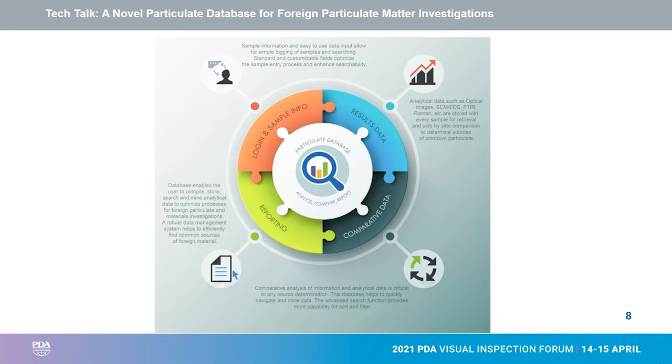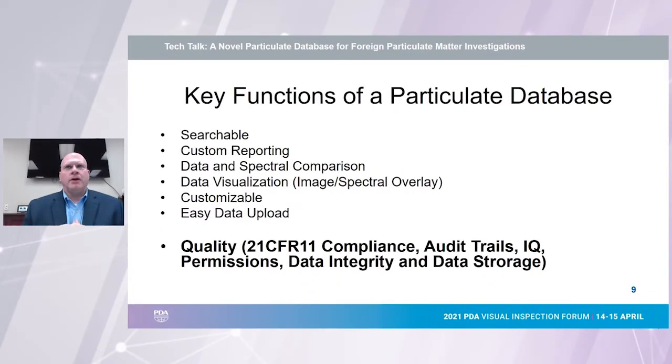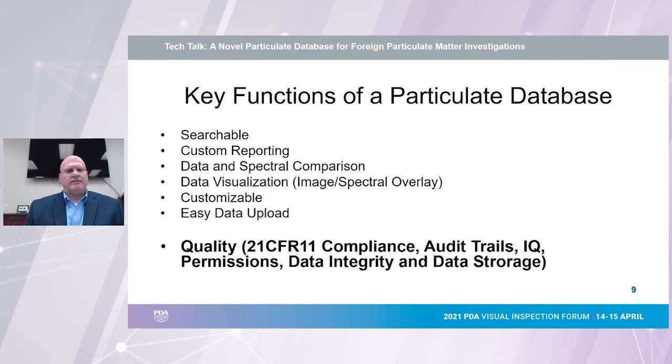And then a mechanism for being able to optimize our reporting structure. That can be within the database, or it can be something that's easily exportable so that we can use it for support for documentation and investigations. So key functions, as I mentioned: searchability, custom reporting mechanisms, data and spectral comparisons, and data visualization, so being able to look at your images, look at information, look at spectroscopy data, should be somewhat customizable. And easy data upload. We don't want it to be a cumbersome process. We want to make sure that when we're utilizing a database, we are using something that is easy for us to get the data into.